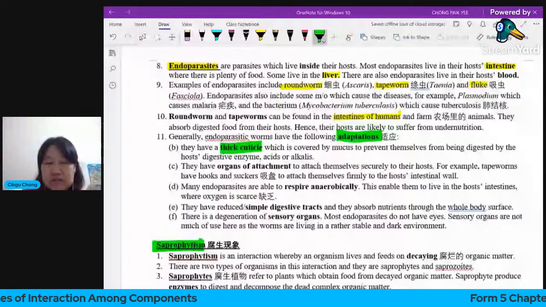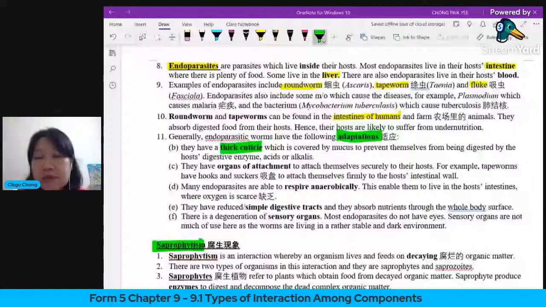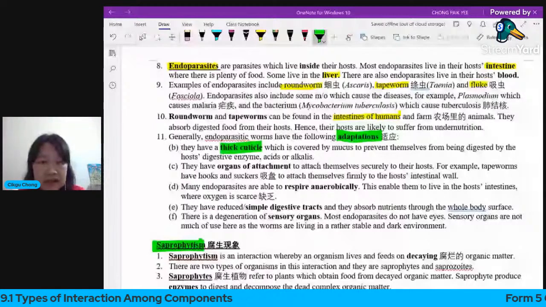And another one is the degeneration of sensory organs that I mentioned just now. They don't need to see. They don't have very complex sensory organs or nervous system. Okay, they do not have eyes. They don't need to hear. There's nothing to do there, right? Because it's pitch black, pitch darkness. All they need to do is just to eat and grow.